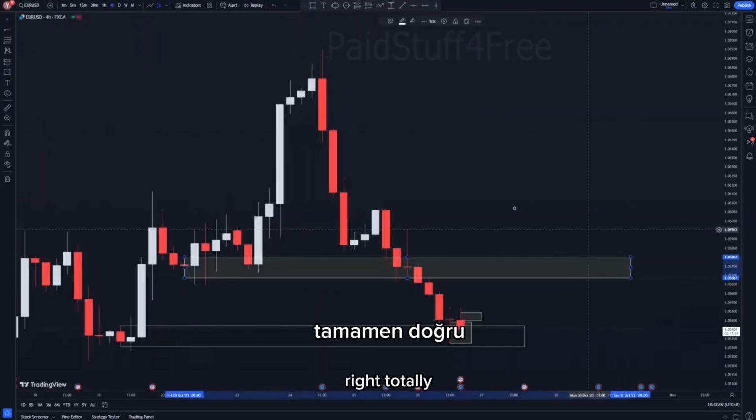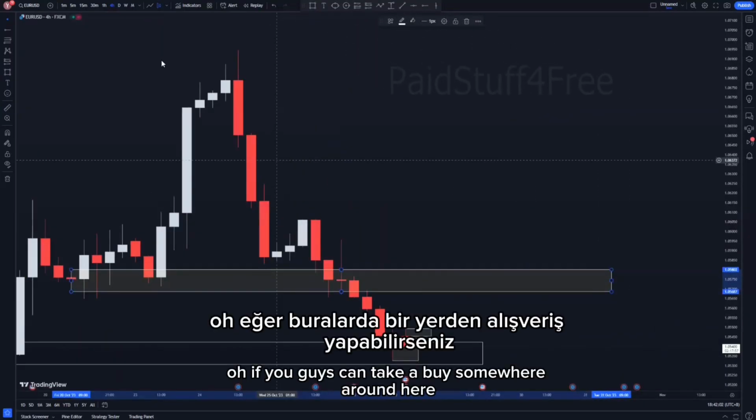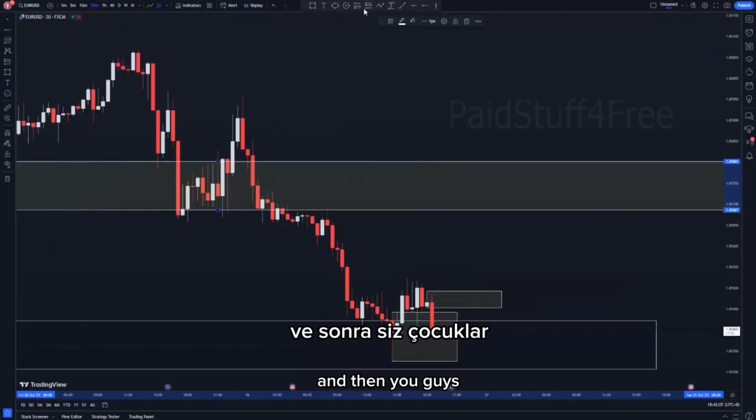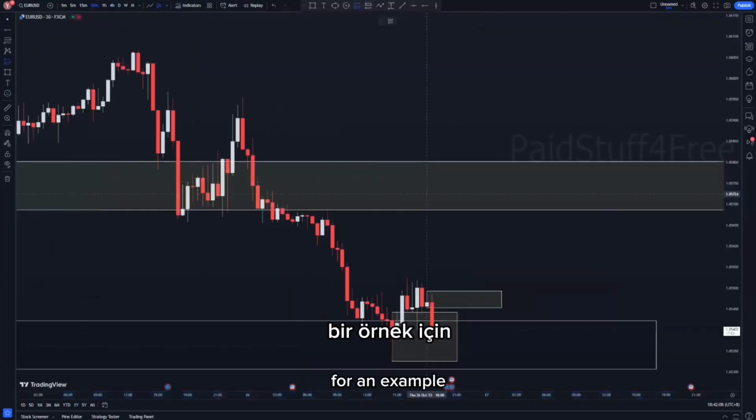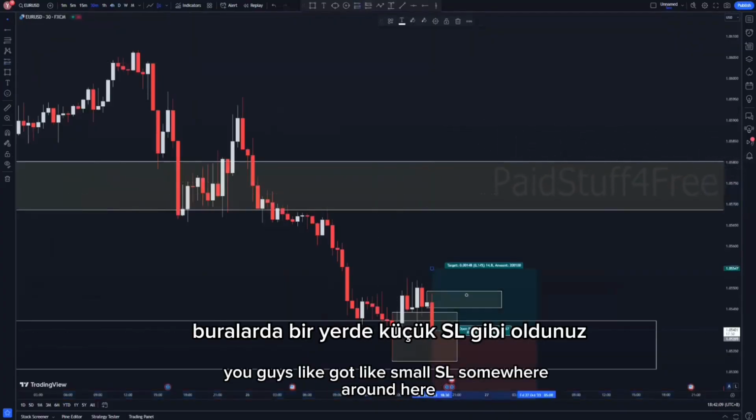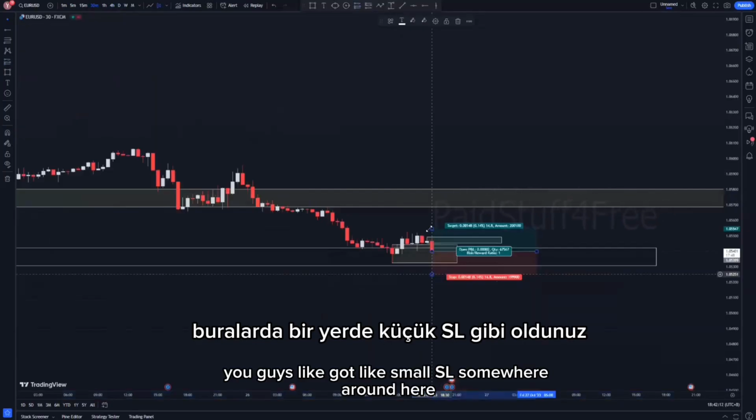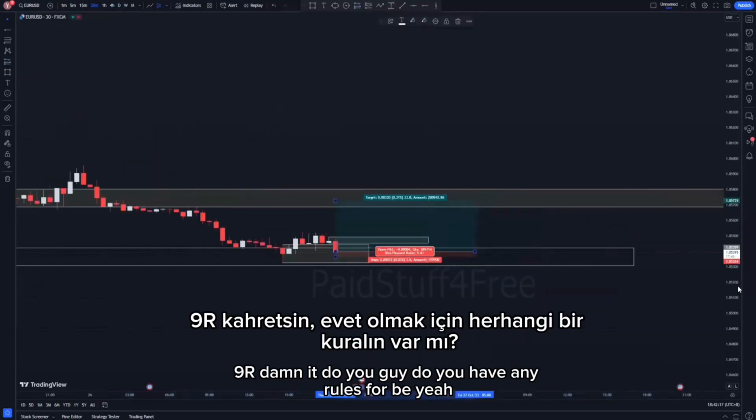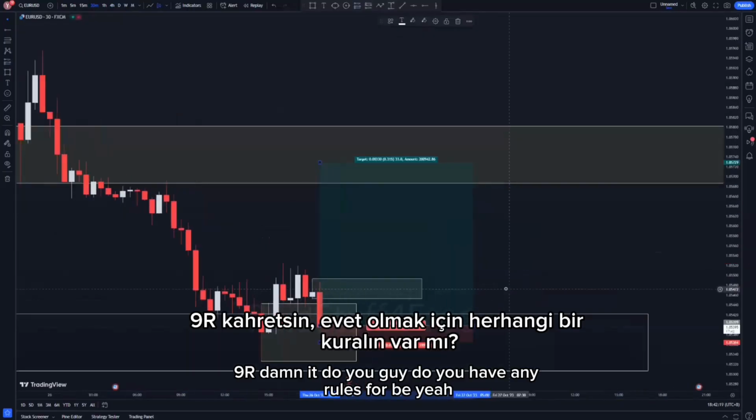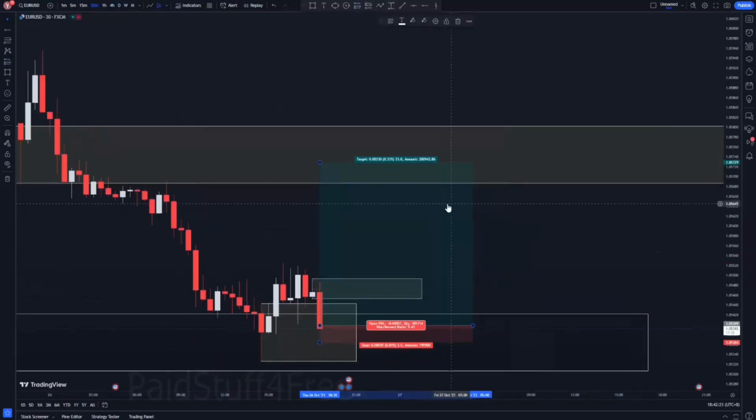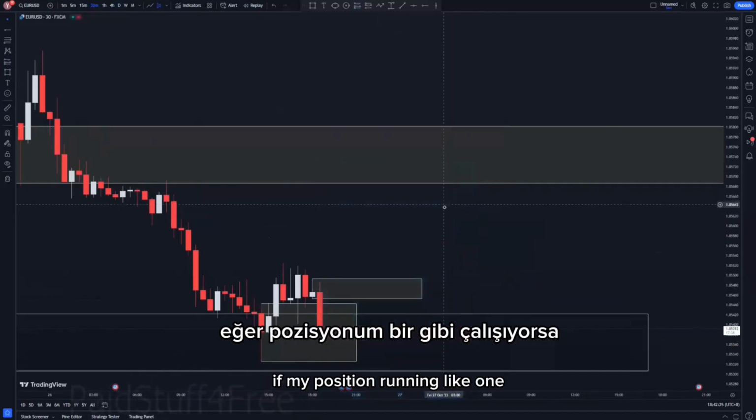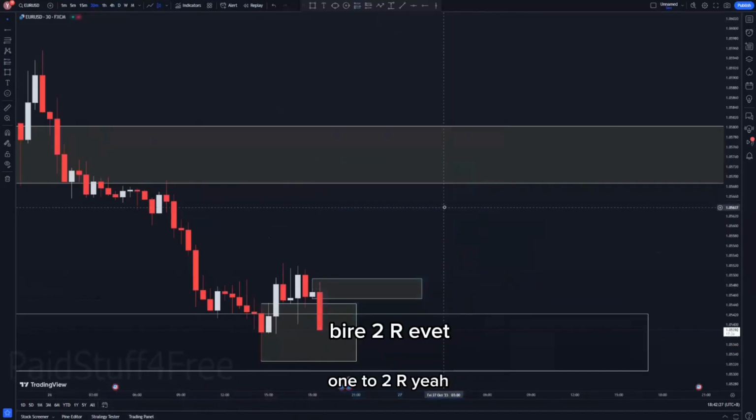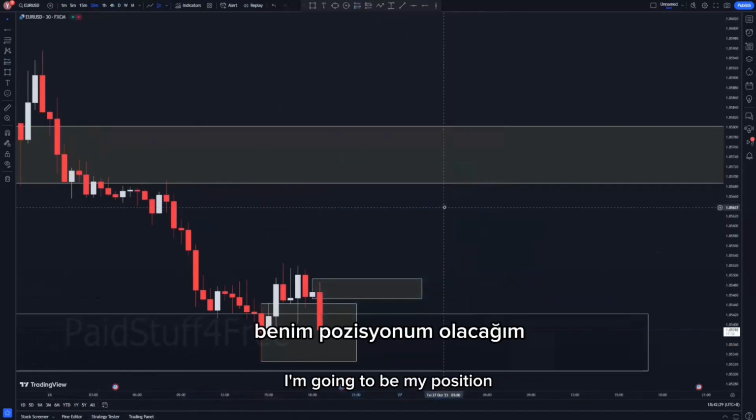Right. Totally. If you guys can take a buy somewhere around here, for example, and you have a small SL somewhere around here, and then you hold on top of this one. Oh, 9R. Do you have any rules for BE? Yeah. If my position is running like 1 to 2R, I'm going to BE my position.